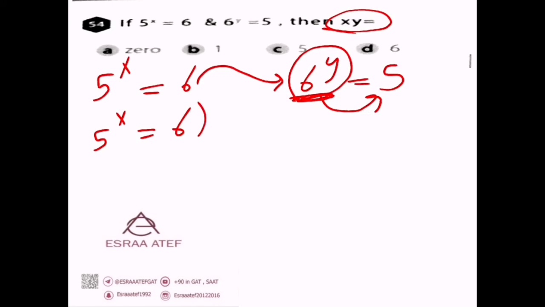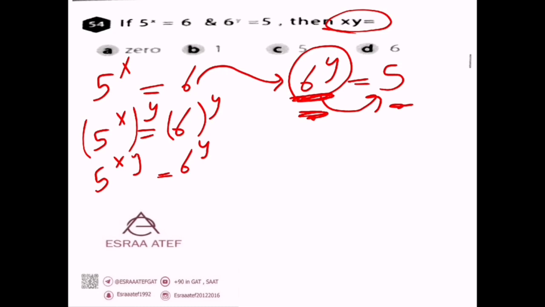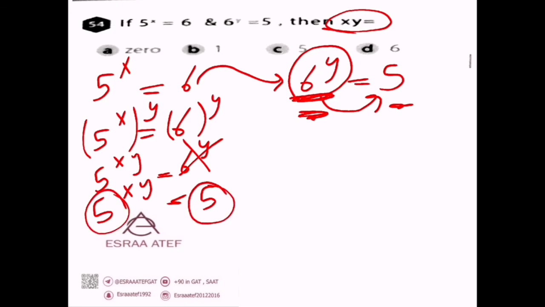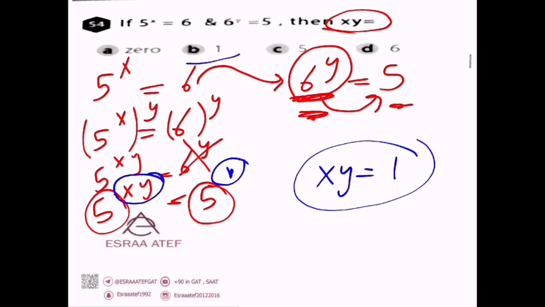So 6, if we power here by y, and here we will do the same powering by y. So 5 power xy equals 6 power by y, okay, and here we have that 6 power by y equals 5, so we can replace it by 5, okay. So now we have the same number, but we have different powers. So here the power is 1, so xy equals 1. So the answer will be B.